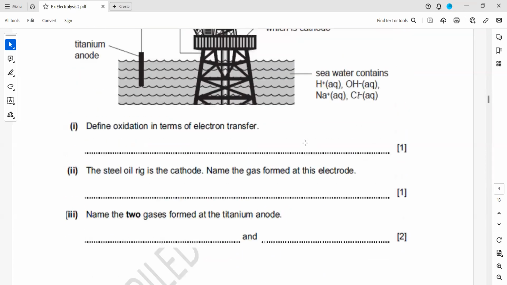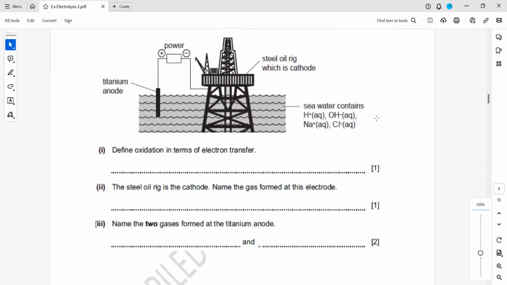The next part, the OIL RIG is cathode. Name the gas formed at cathode. So towards the cathode, the positive ions will move. We have two positive ions, hydrogen ion and sodium ion. In the seawater, we have hydrogen ion, hydroxide ion, sodium ion, and chloride ion. So which positive ion will move towards cathode? It is Na plus or H plus.